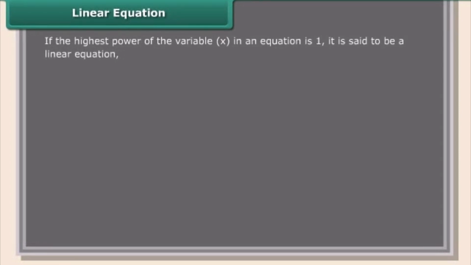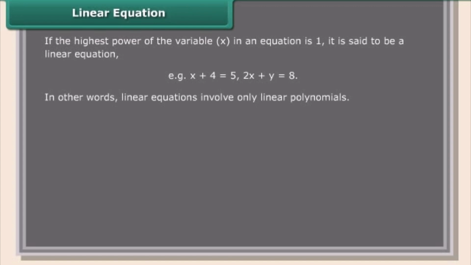Linear equation. If the highest power of the variable in an equation is 1, it is said to be a linear equation. That is, x plus 4 is equal to 5, 2x plus y is equal to 8. In other words, linear equations involve only linear polynomials.